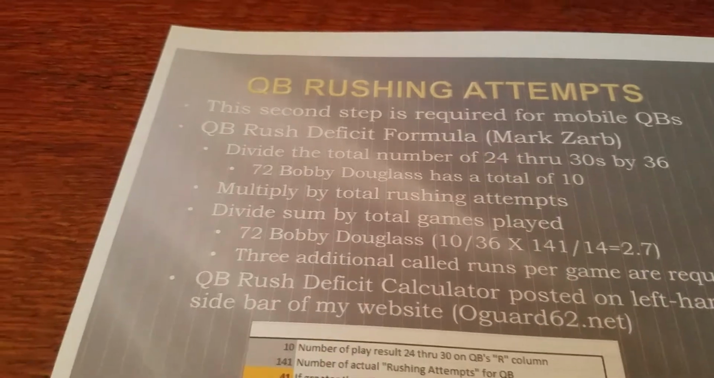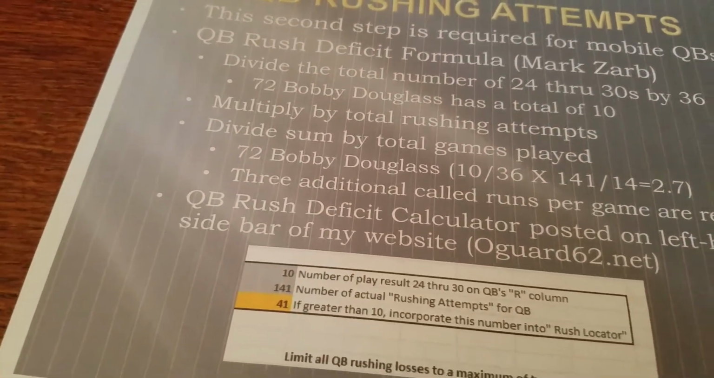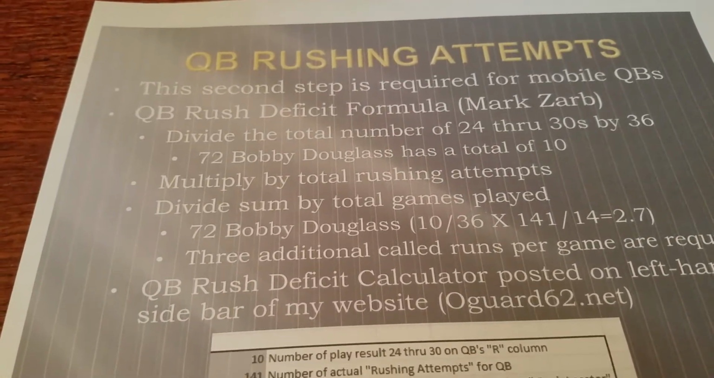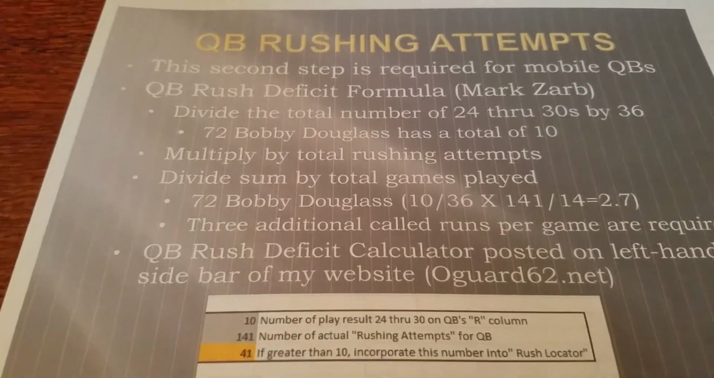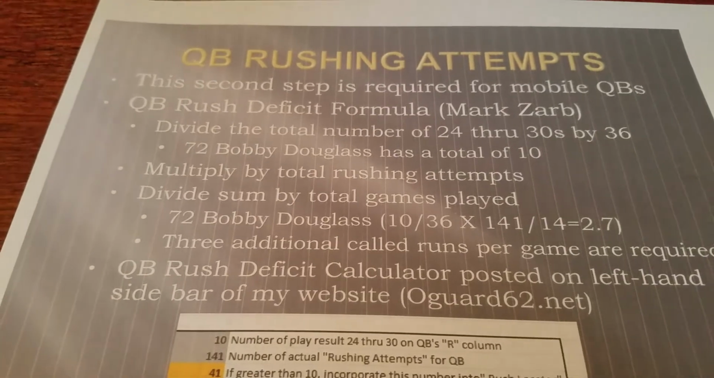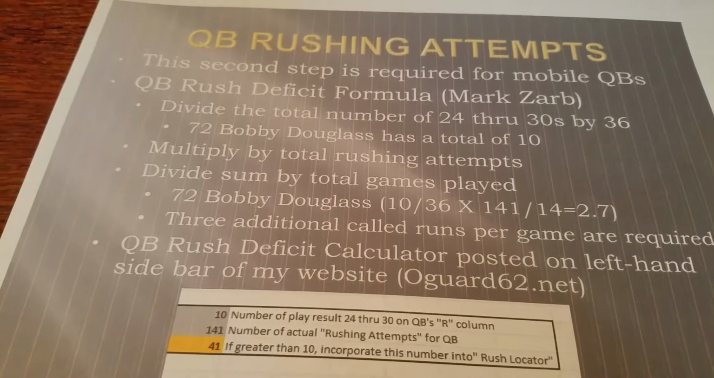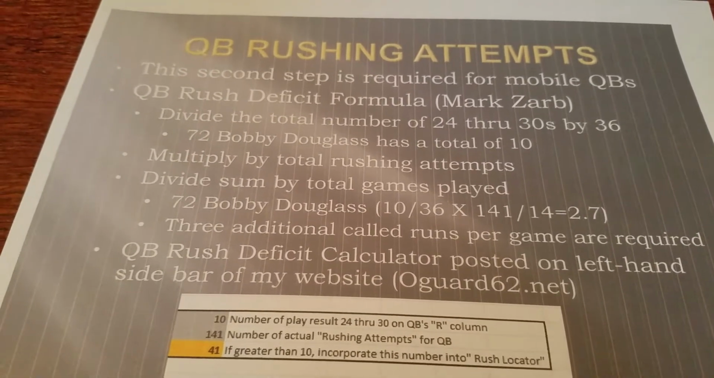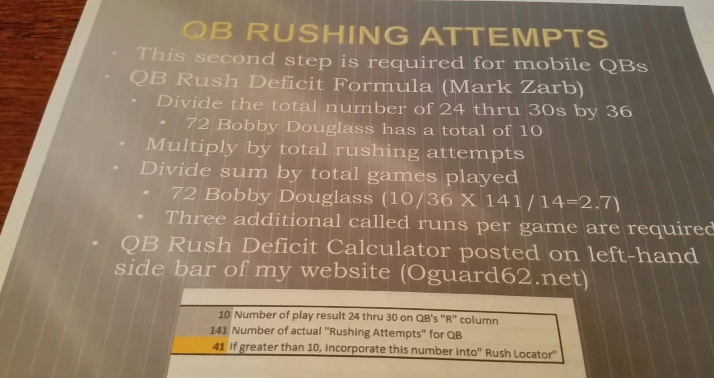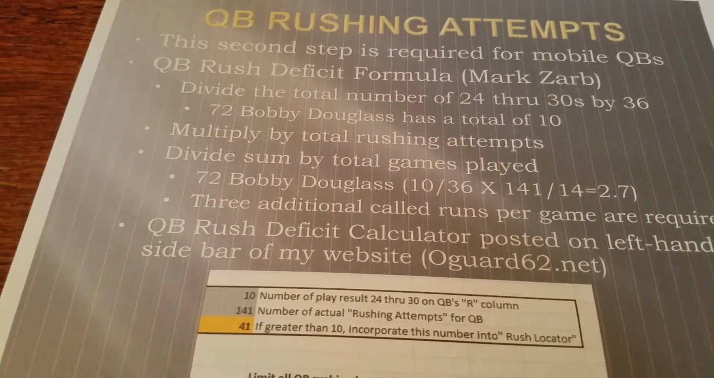So let's just say, all right, hey, listen, I want to play 2 teams from the 72 season. You reach in the box, you happen to pull out the Bears, and you say, well, I want to figure out how to get Bobby his attempts. Well, what you would do is just a simple formula down here. You would take the 10, divide it by 36, times it by 141, divide it by 14, and that equals 2.7. Let's round that up. He would require you to call 3 additional run plays for Bobby Douglas.